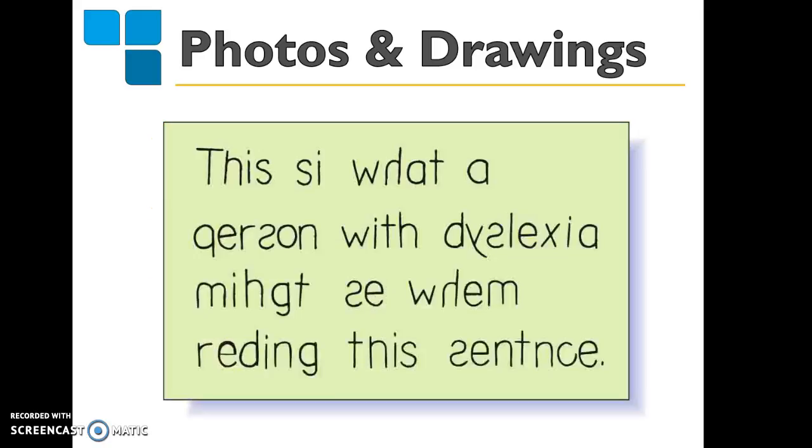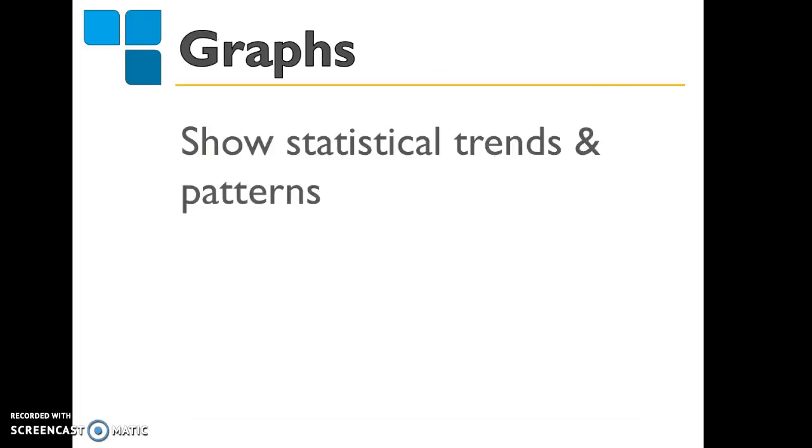So here is a great example from your text on what a photo can do to enhance an informative speech. This student is doing an informative speech on dyslexia, but instead of just telling us what a person with dyslexia has to deal with, they show us through this image. It says, this is what a person with dyslexia might see when reading this sentence. This is a great way to illustrate the problems that people with dyslexia have to overcome.